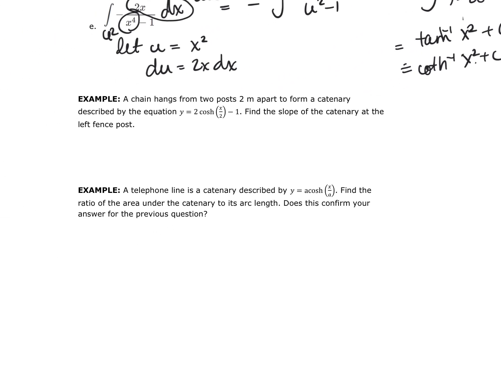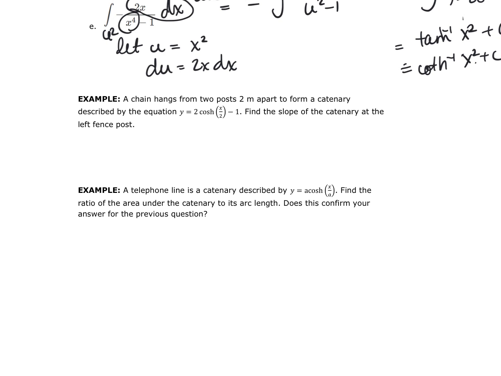Here are a couple of examples. We have a chain that hangs from two posts 2 meters apart to form a catenary, described by the equation y is equal to hyperbolic cosine of x over 2 minus 1. Find the slope of the catenary at the left fence post. So in other words, what I'm asked to do is find the derivative, and then evaluate it when x is equal to 2.